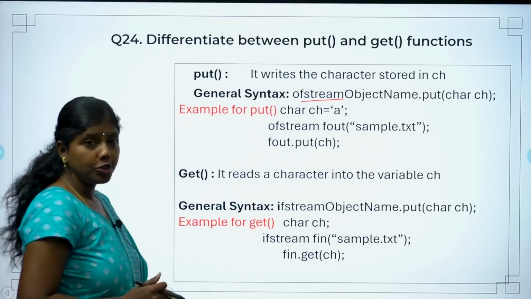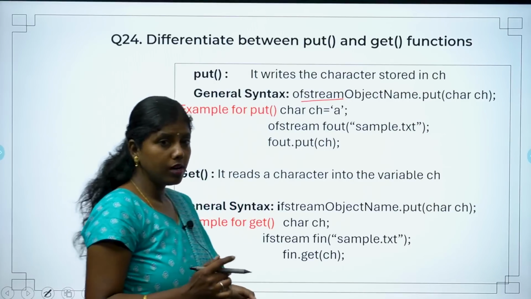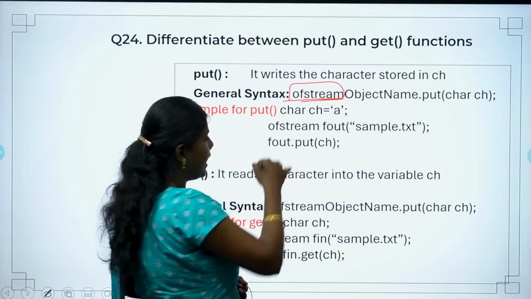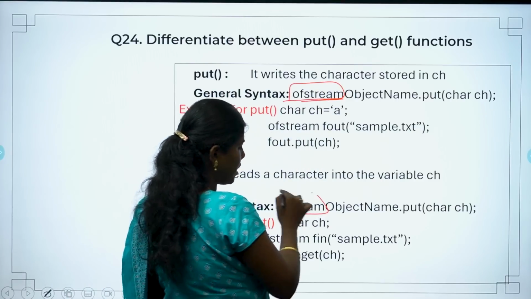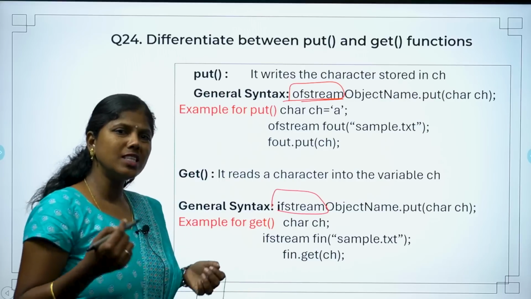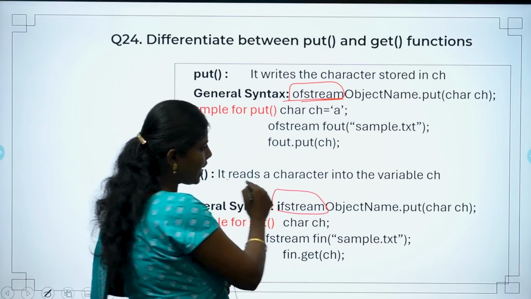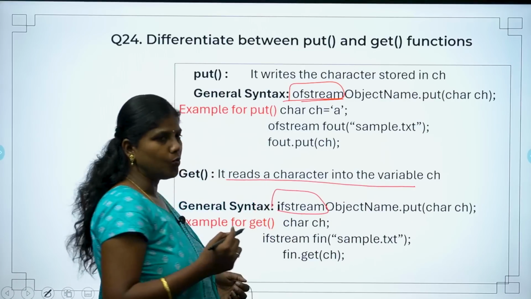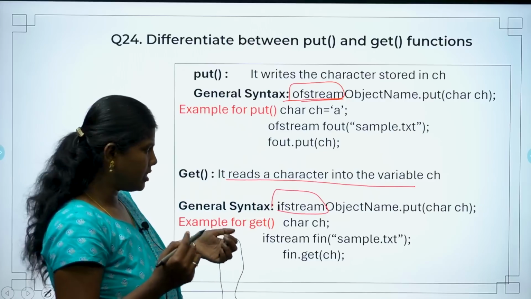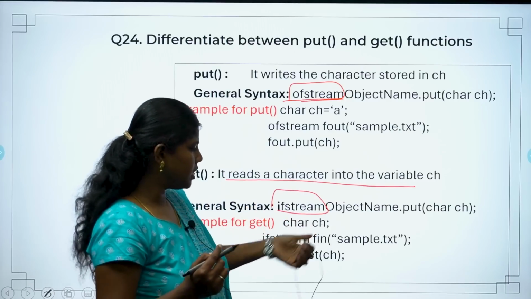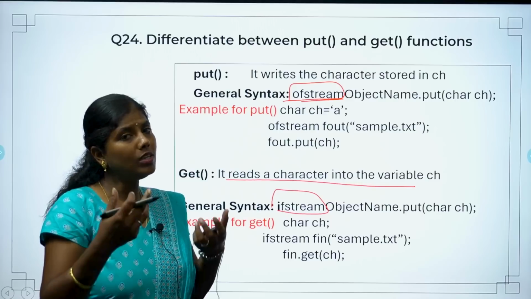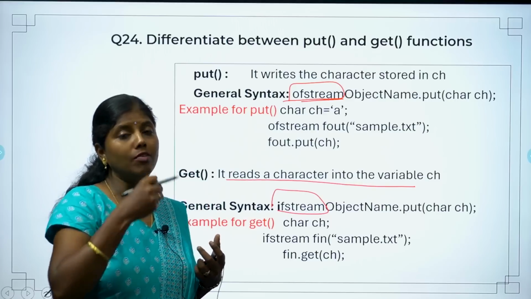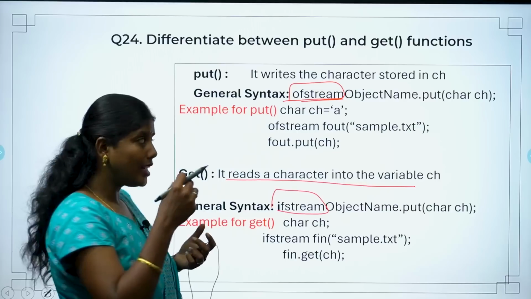Differentiate between put function and get function. The put function belongs to a class called ofstream class, and we have a get function. The get function belongs to a class called ifstream class. So the get function is to read something, right? It reads a character into the variable ch. They have declared one variable ch here. It basically reads whatever you enter, reads that character and stores it in that variable. Is the point clear?